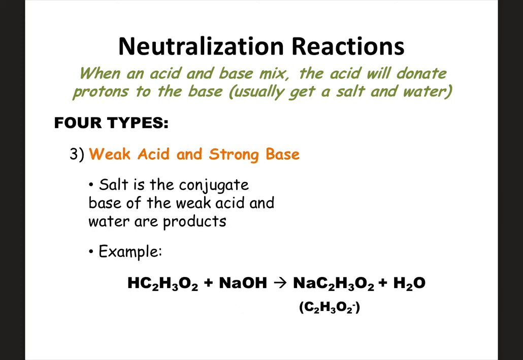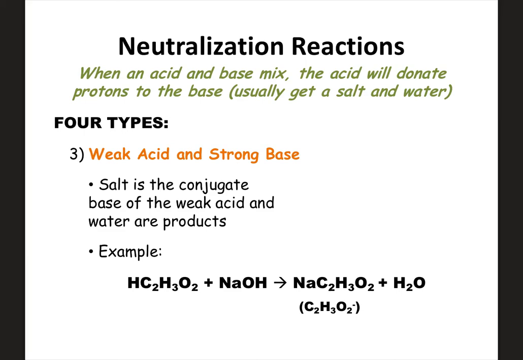The third type is when we have a weak acid reacting with a strong base. We still have an acid reacting with a base, so this is a neutralization reaction. We're going to get a salt plus water, and the salt is going to be the conjugate base of the weak acid. If you look at this, we have the weak acid, acetic acid, reacting with NaOH, which is a strong base. Again, you're going to look at this as a double replacement reaction. When the sodium and the hydrogen switch spots, you get sodium acetate.